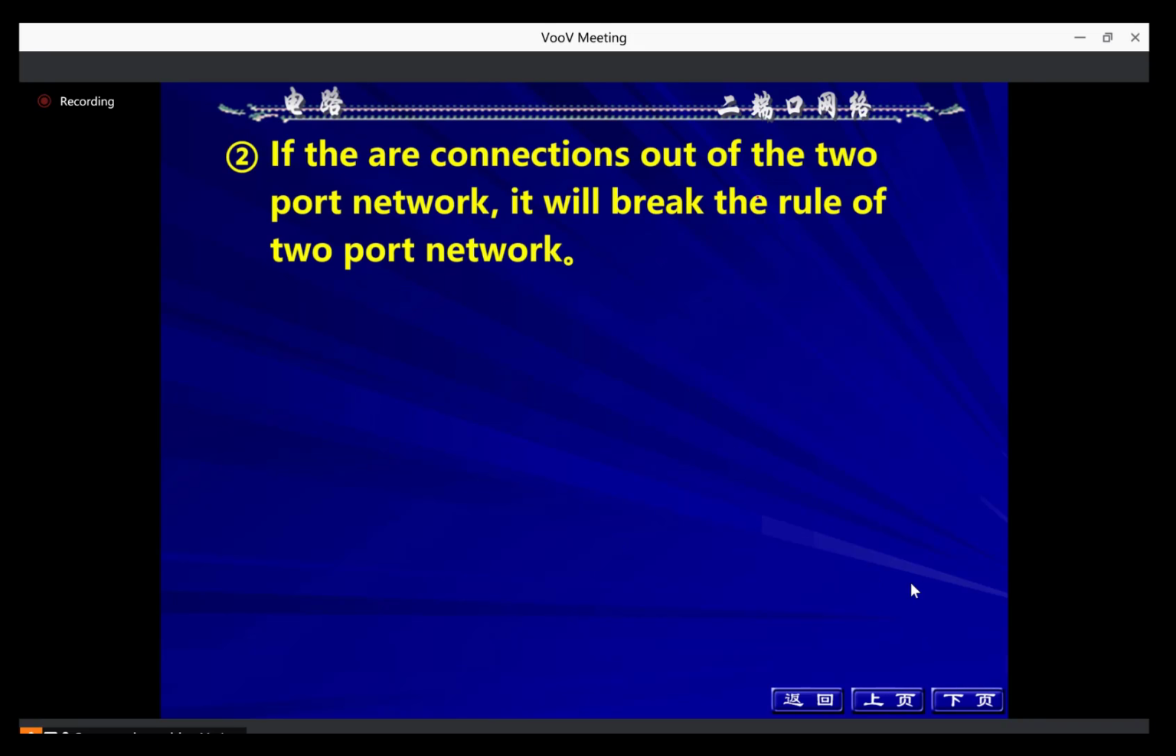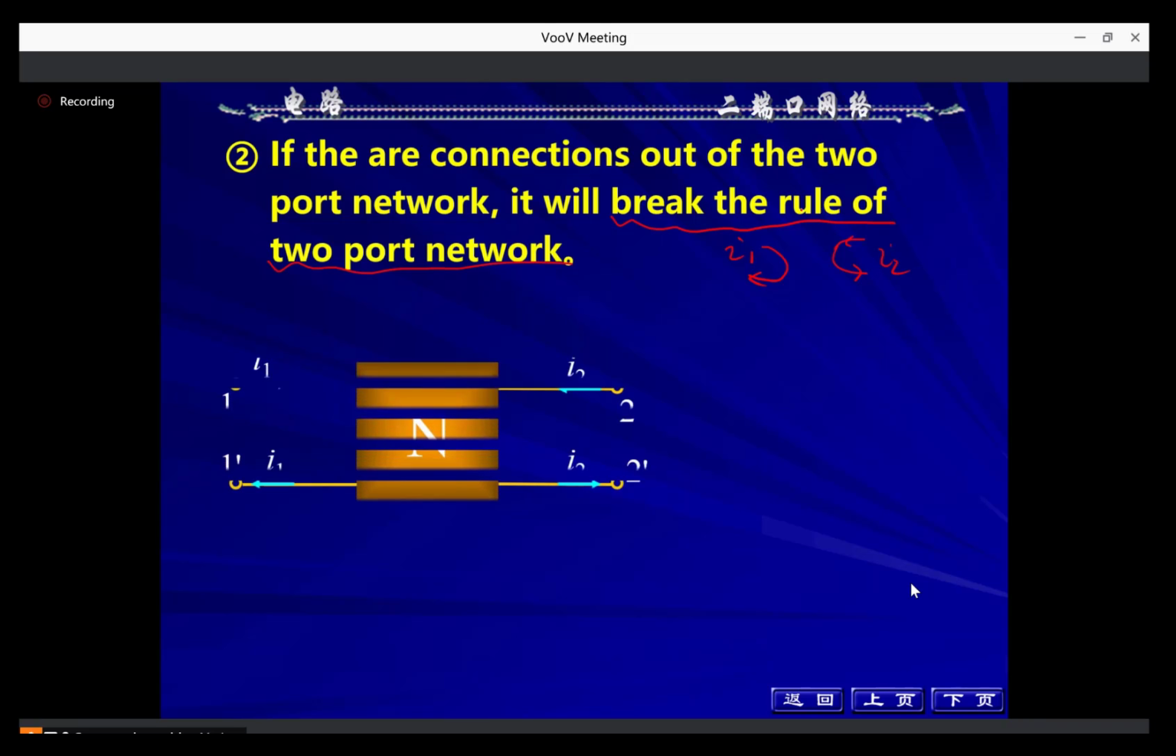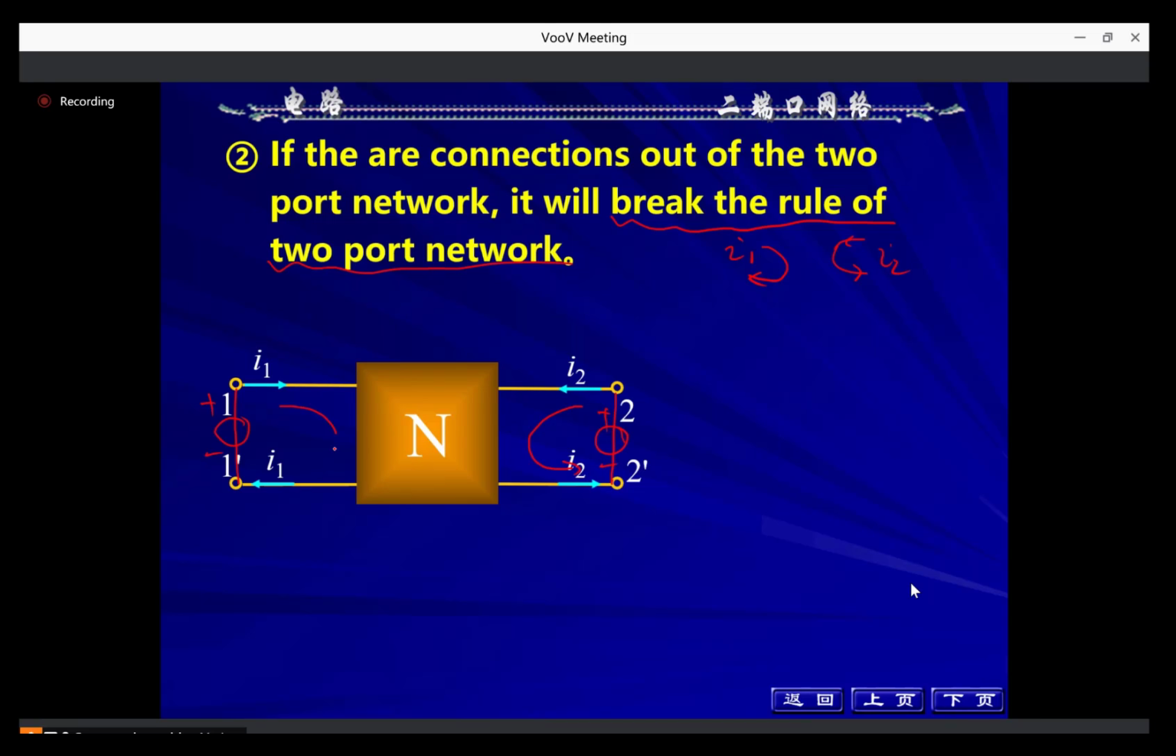If there are connections outside the two-port network, it will break the rules of the two-port network. The rules mean that the I1 flowing in will flow out, and the I2 flowing in will flow out. For example, this network is a two-port network. Assume this side is the source. So this current flowing in must flow out.